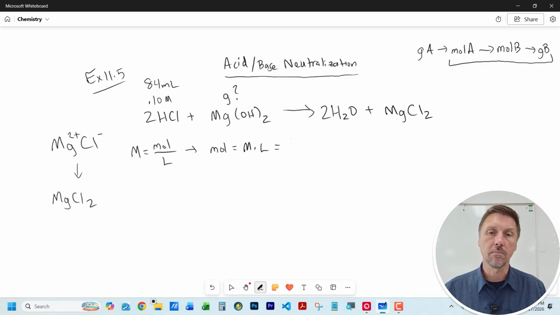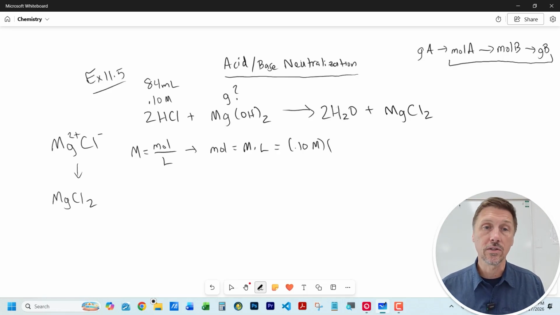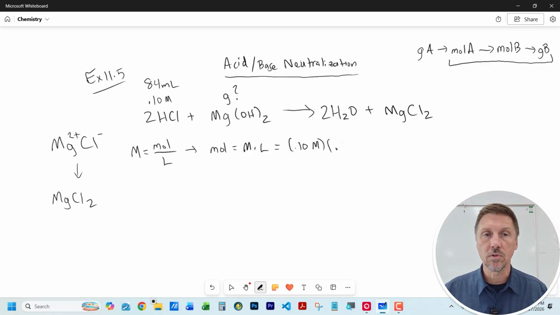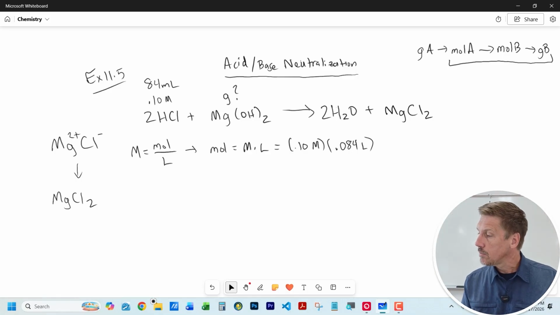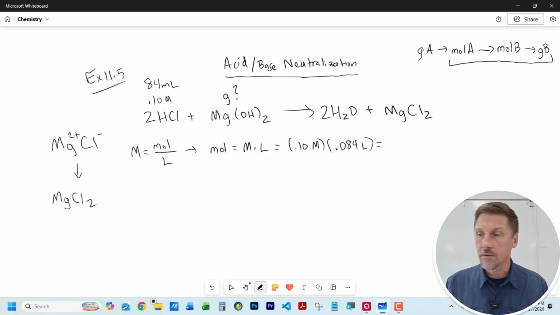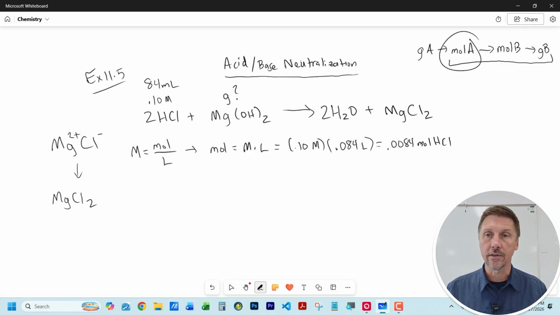And so that's going to be 0.10 molarity times... They gave us the amount of hydrochloric acid in milliliters, so we're going to convert that to liters by simply moving the decimal place 3 places to the left. And so we get 0.084 liters. And when we multiply that together, we're going to get a value of 0.0084 moles of hydrochloric acid, right? All right, now we know the number of moles of substance A, this one here.